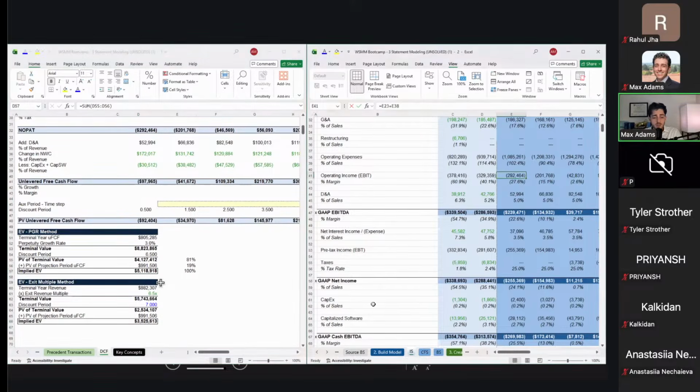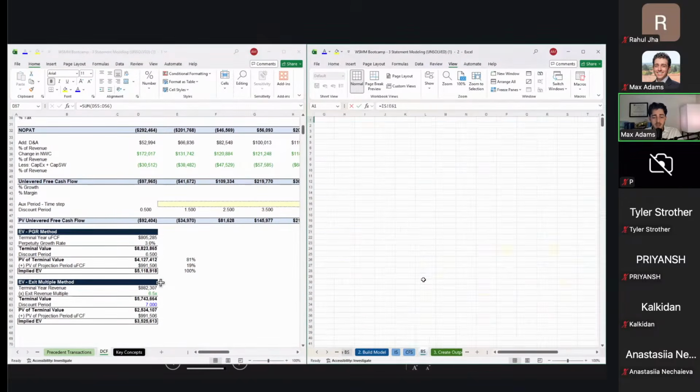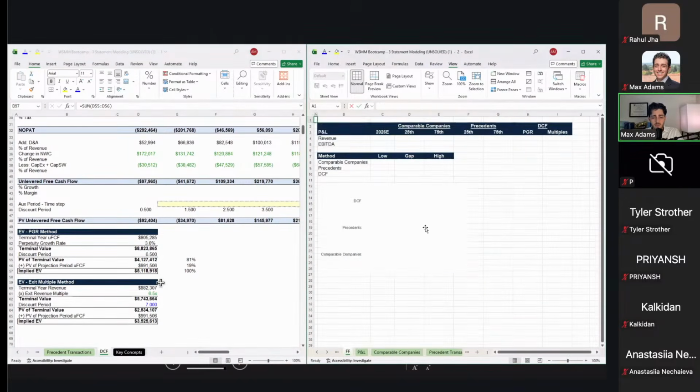Okay, so the last thing that we need to do together here before I open it up to a couple final questions is we need to tie this back to our football field. So let's take a look at this together here. And I'm just going to link this up such that this chart here works. So first off, on the DCF, we know that the low end of our range is going to be 3.5 billion. And on the high end of our range, it's 5.1 billion. So I'm just going to copy those two things over.